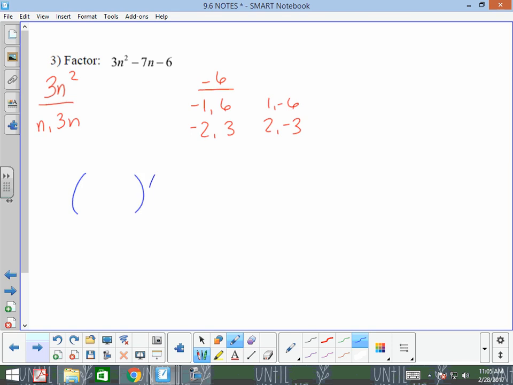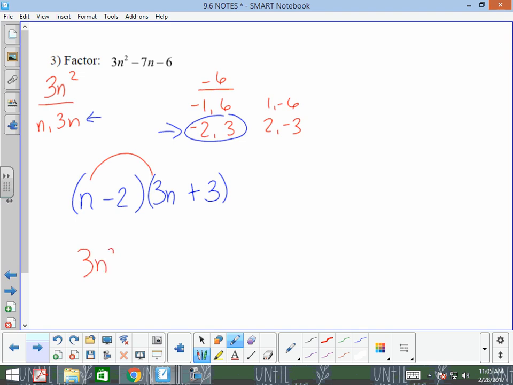So let's start guessing. Let's use the n and 3n. Of course, that's the only one we have. All right, negative 6. I like, again, to start with the two that are closest together. So let's start with negative 2 and positive 3. We're just going to start here. So let's use FOIL to check.